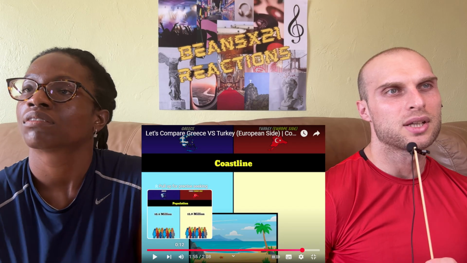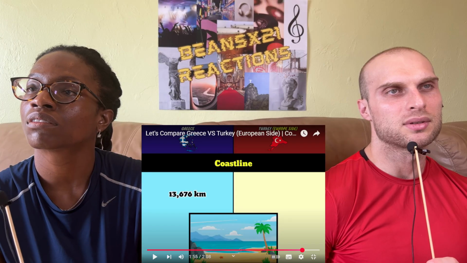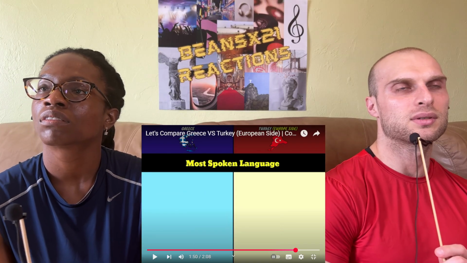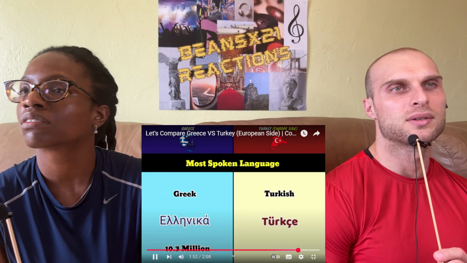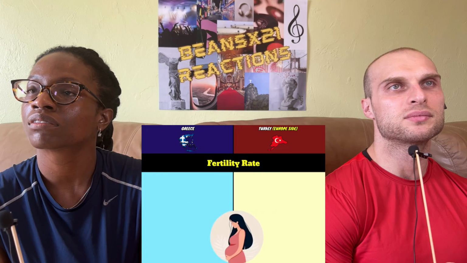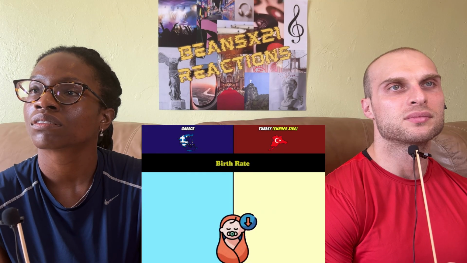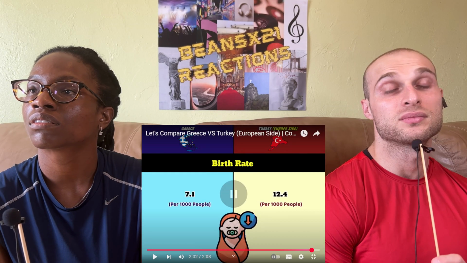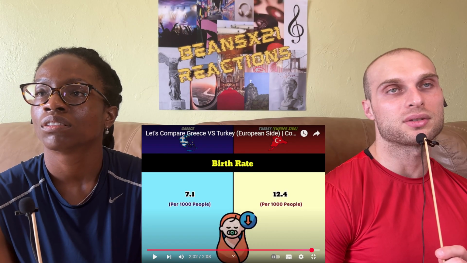What's the population? 12.9 million. Okay. Language: Greek 10.3 million, Turkish 12.2 million. Coastline: 13,676 kilometers, 922 kilometers. Fertility rate 1.26, 1.88. Birth rate 7.1, 12.4. Both are not good, but Turkey, I mean, is better.